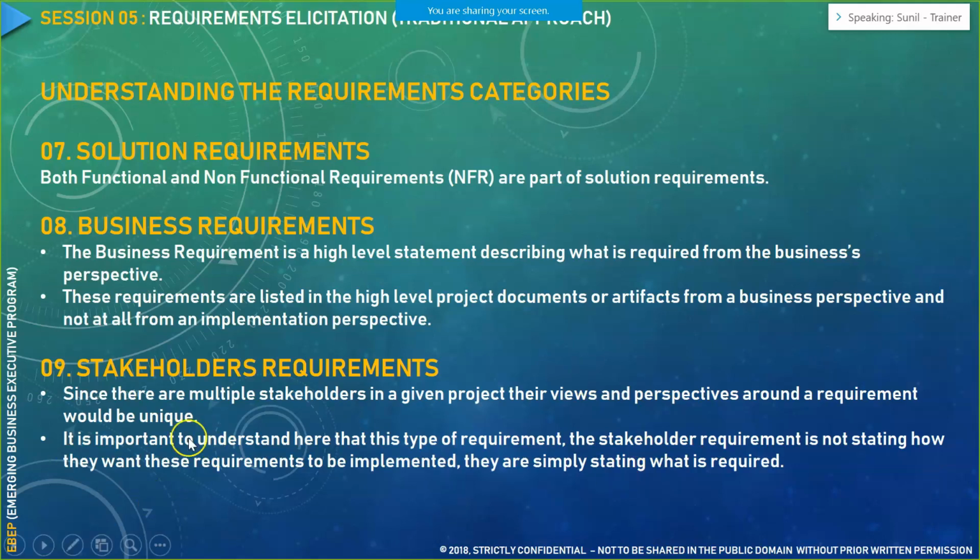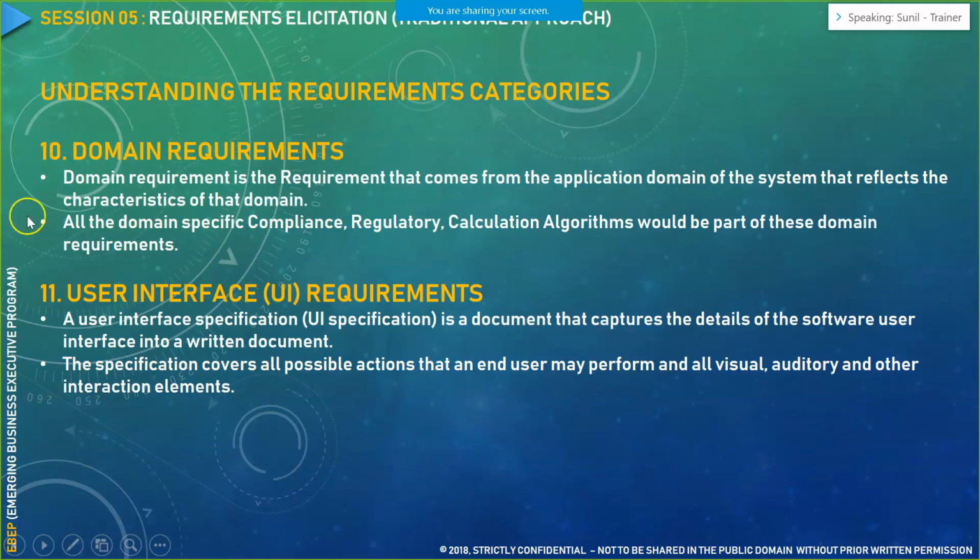So we should be able to gather the stakeholder requirements. Then we have domain requirement. Now this is very important. Domain requirement is like if you are working in any BFSI domain, banking, financial service and insurance domain, they have their own regulatory norms to follow. They have their own algorithms in place, and they have to comply to a specific compliance and regulatory body.